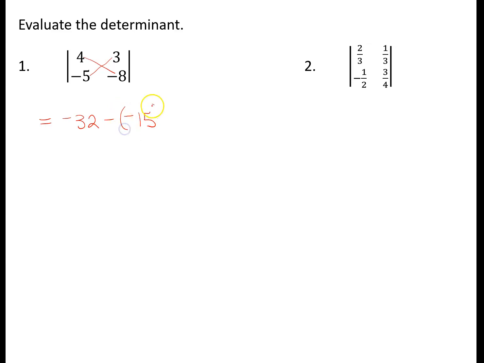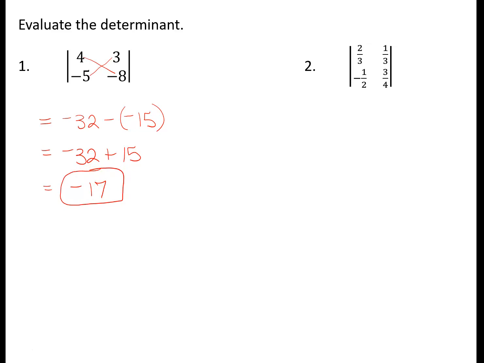You might want to put it in parentheses to separate the negative from the minus. So now we calculate, that stays negative 32, but let's write minus negative as plus 15. So now our signs are different. We subtract, which is 17, take the sign of the larger. So our answer, the determinant, is negative 17.